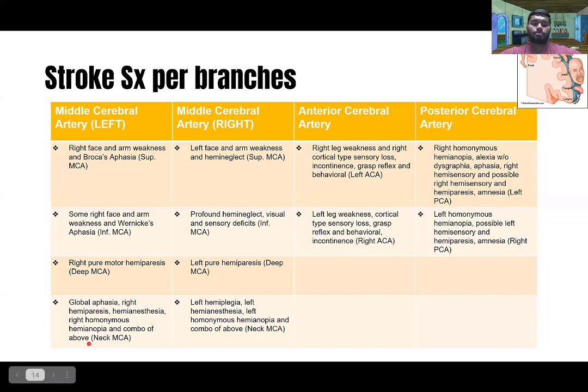Now, I mentioned previously that if you have an occlusion to the neck of the MCA, it'll be a combination of all these other symptoms, because if it's at the neck, then that means blood can't get to any of the branches.